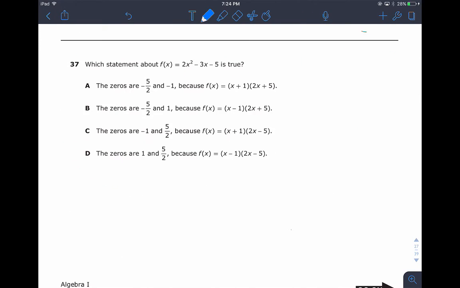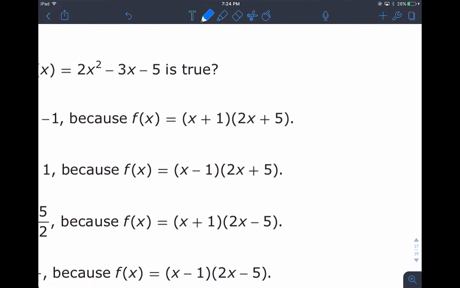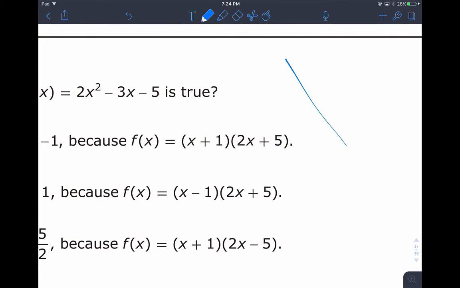All right, 37, which statement about this polynomial 2x squared minus 3x minus 5 is true. So you got zeros and then you got factors there. So I guess we'll try and factor this thing. All right, my way I teach it, kind of different depending on your teacher. We take these two values, a times c, that's going to be -10. So I need factors of -10 that add to -3. So I think the factors that'll work are -5 and +2.